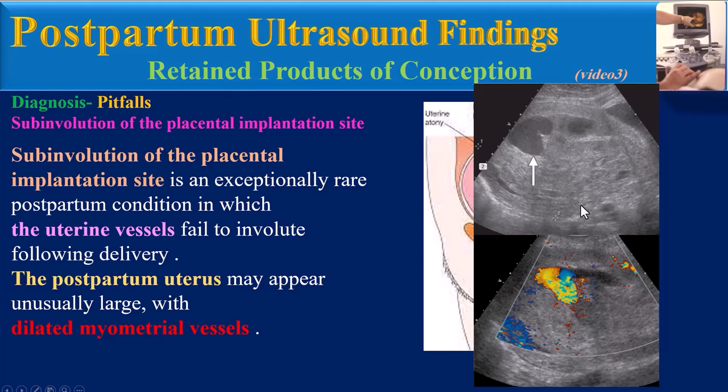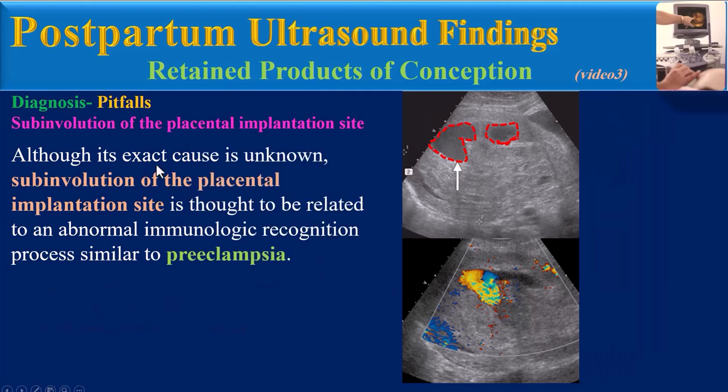This longitudinal transabdominal ultrasound image shows an enlarged uterus with large tubular hypoechoic areas in the myometrium. This longitudinal color Doppler ultrasound image demonstrates tubular hypoechoic areas representing large vessels within the myometrium, and pathologic analysis demonstrated ectasia of the uterine veins with subinvolution of the uteroplacental arteries and no evidence of RPOC.